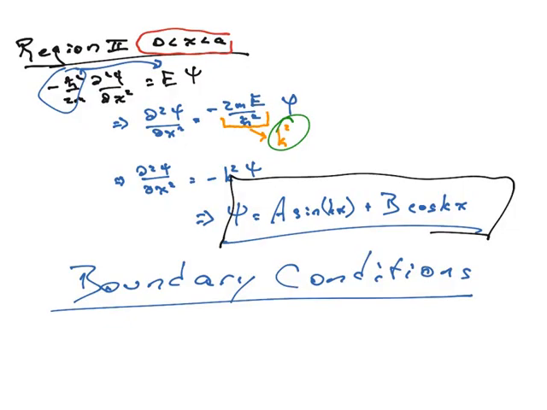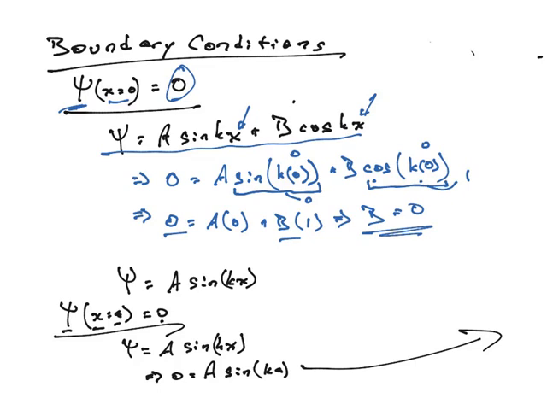So for region 2, this region, we have Schrodinger's equation. We get it into standard form of a differential equation and solve for psi. We got psi to be a sine kx plus b cosine kx. This is a general equation. General equations are not good enough, so we use boundary conditions to get more specific numbers. In this case, for this problem, we have two boundary conditions, because we have two boundaries. We've got the left wall and the right wall.